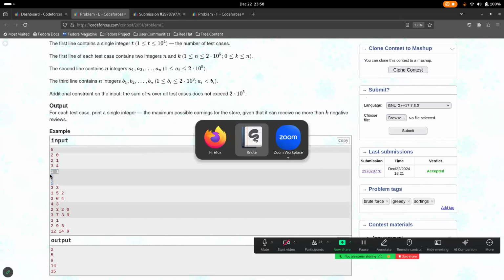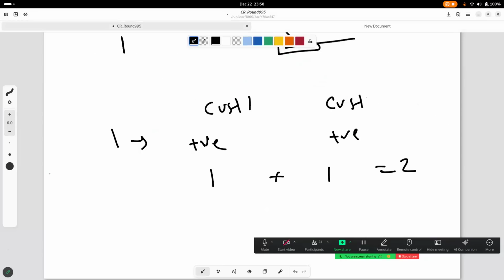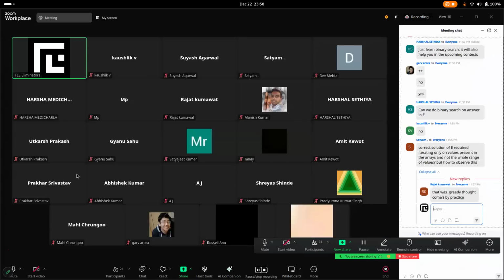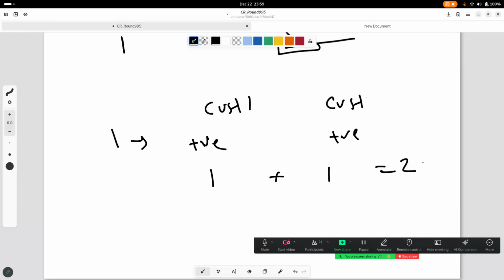If you look at the second case, greedy thought comes by practice. How to observe this. Okay, we'll discuss what happens.